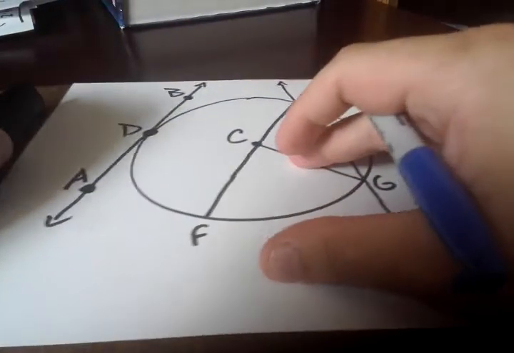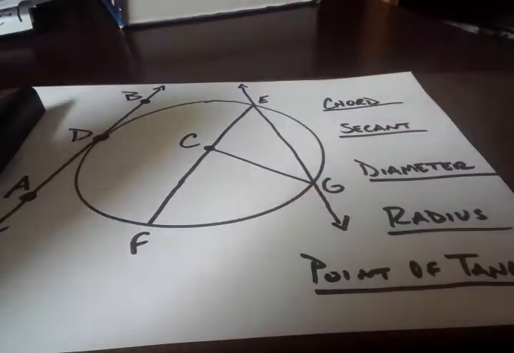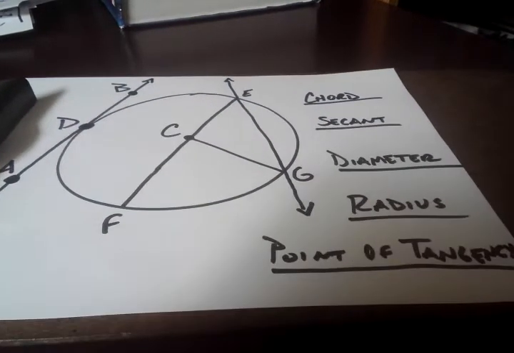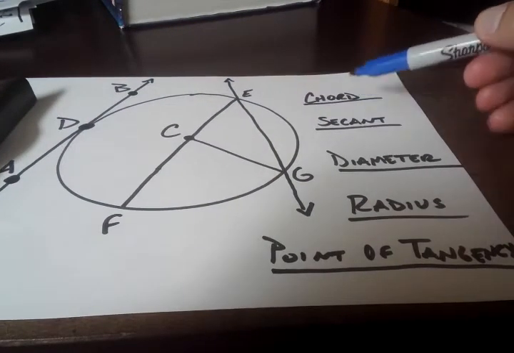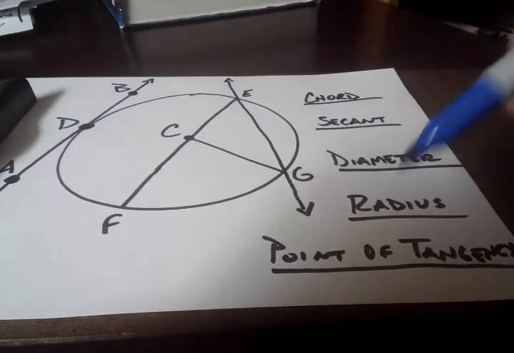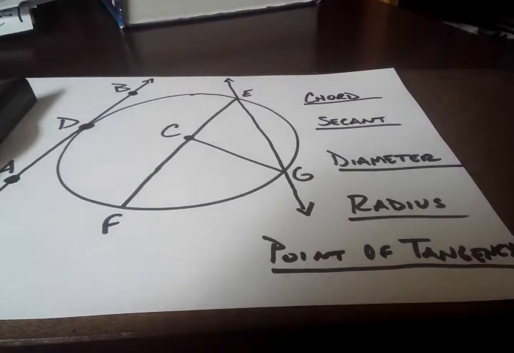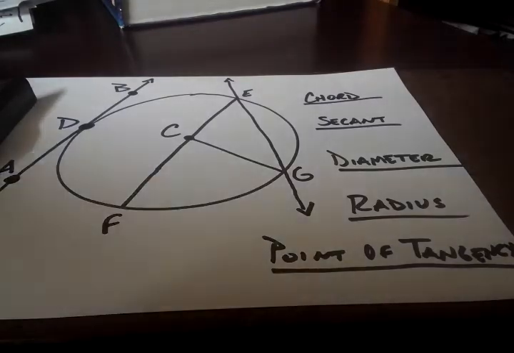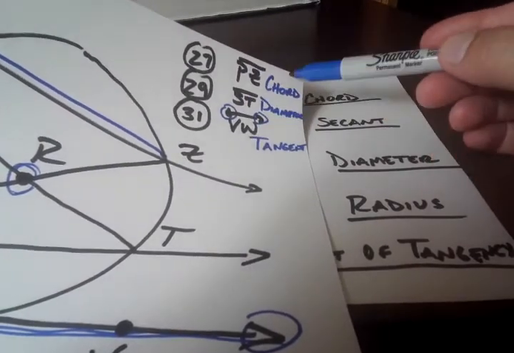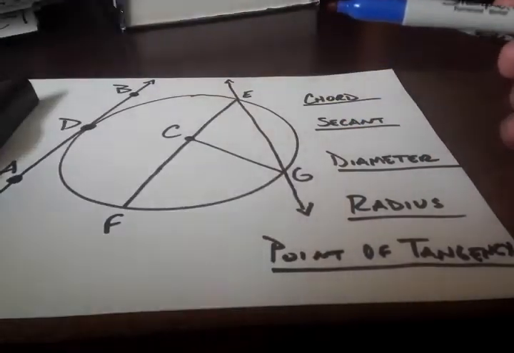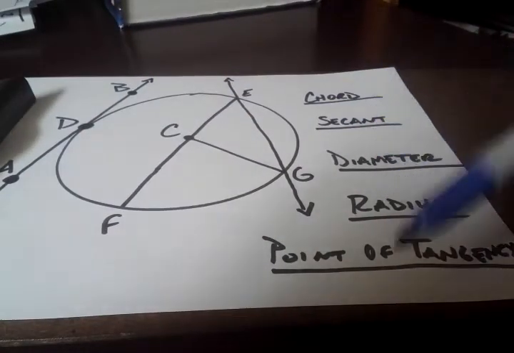We're going to try 33 together. I've got to get a new sheet for this. If you look in your book, it's asking us to do 5 things. Wow. It wants us to name a chord, a secant, a diameter, a radius, and a point of tangency. So this is kind of backwards from what we just did. If you remember, they gave us the parts and said, what are they? Now they're saying, hey, look and find these types of parts.